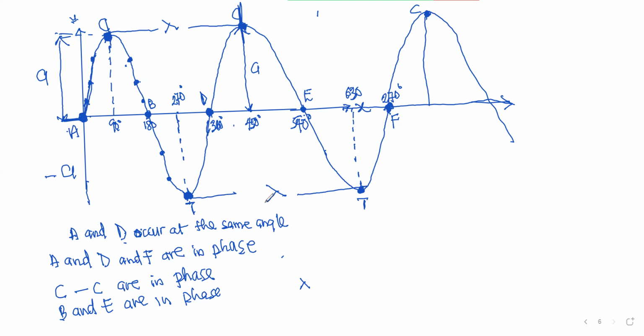And so if we can pick the shape of a full wave, A and D are in phase. A full wave has this shape. Let me draw it well. A full wave can have this shape. Equally, a full wave can also have this shape.